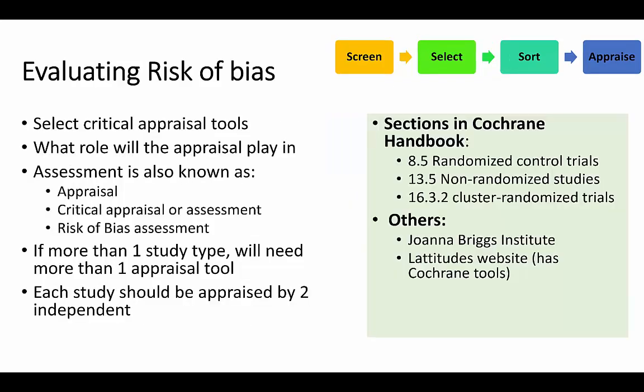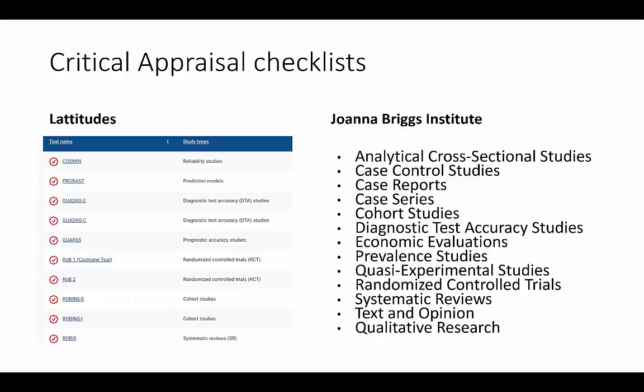So in evaluating the risk of bias, like I said, this may be part of the data extraction process, but this is where they might want to think about tools. If they're only looking at randomized controlled trials, I would almost always suggest that they use Cochrane's tool. But if they have more than one study type, they're going to need more than one appraisal tool. Another list of tools that I've looked at is from the Joanna Briggs Institute, and I pasted in their list here.